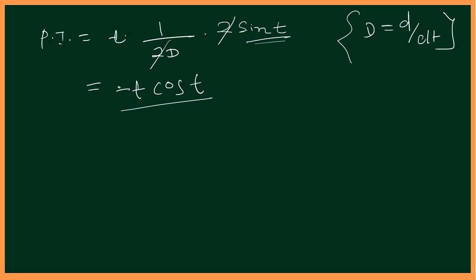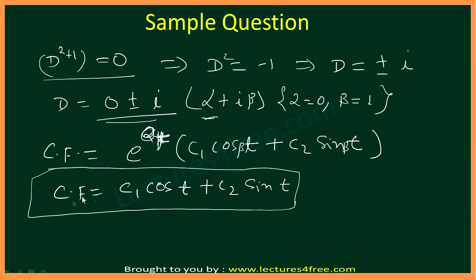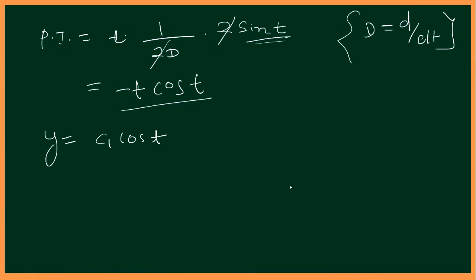Now you have your complementary function and your particular integral, so you can write the complete solution: y is equal to the complementary function plus the particular integral. The complementary function is c1 cos t plus c2 sin t, and the particular integral is minus t cos t. So you got your final answer.